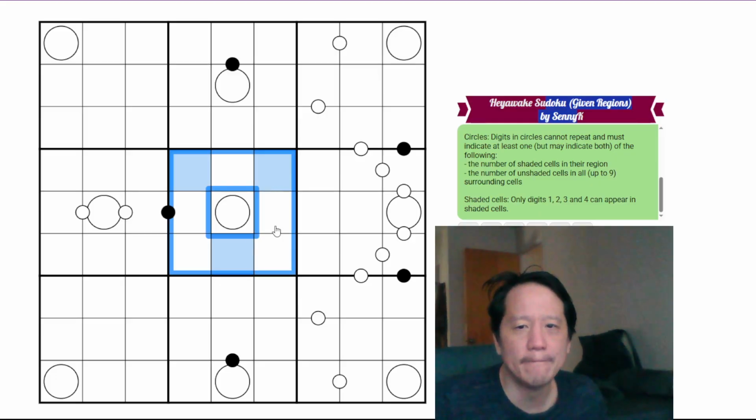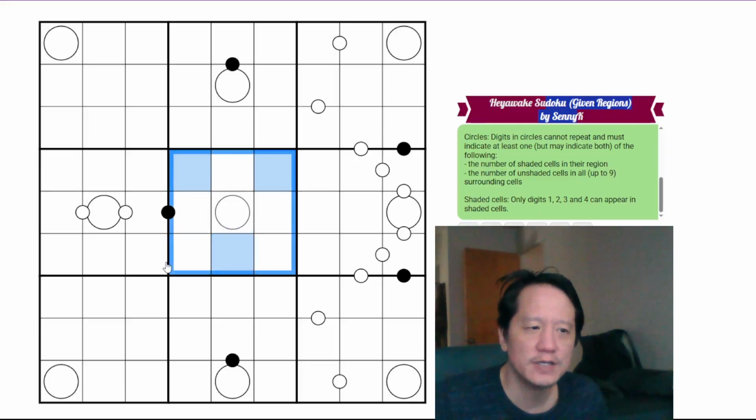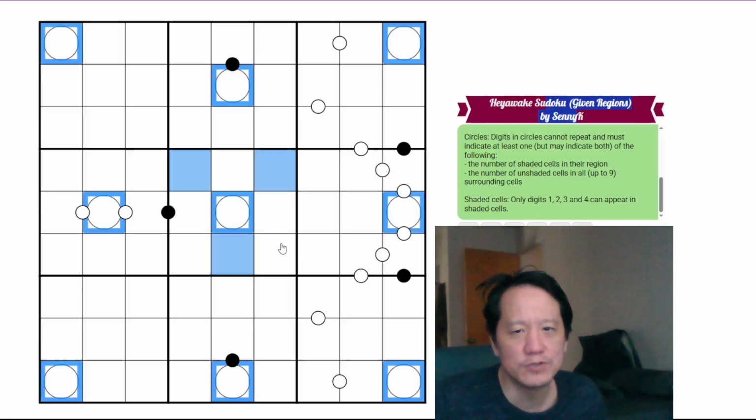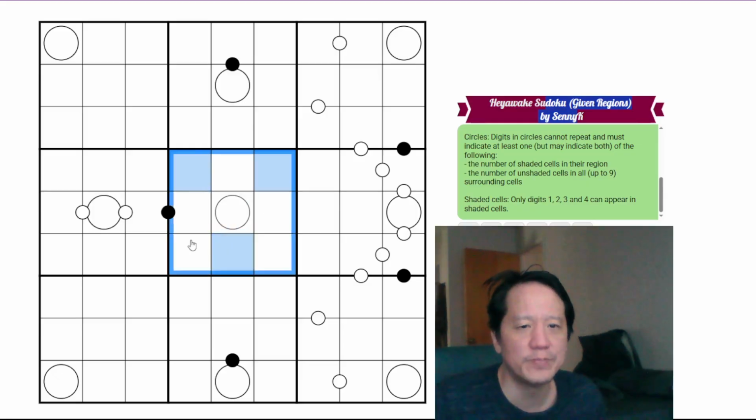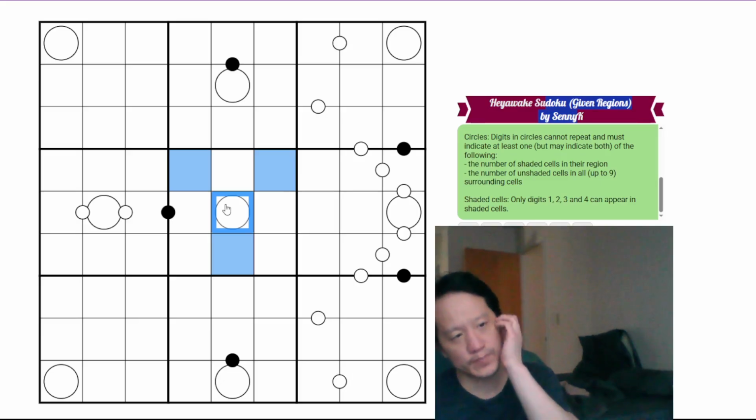So, yeah, and you can't have 9 shaded cells in a region, because then they would be sharing an edge. And that's not allowed. And since you have to have the digits 1 through 9, it has to be the 3x3 box that's centered on the circle.